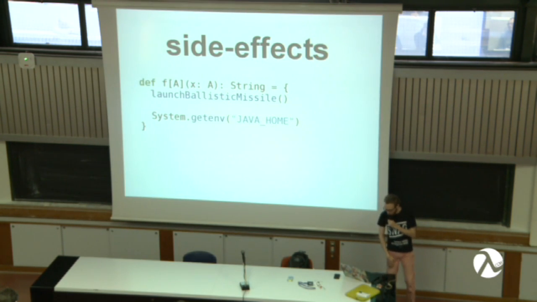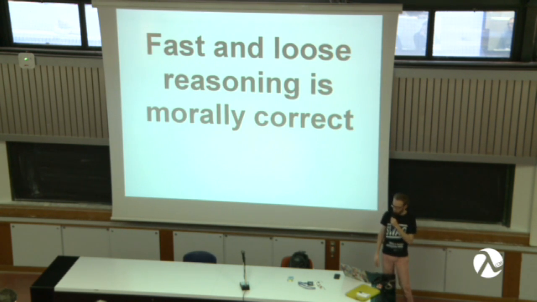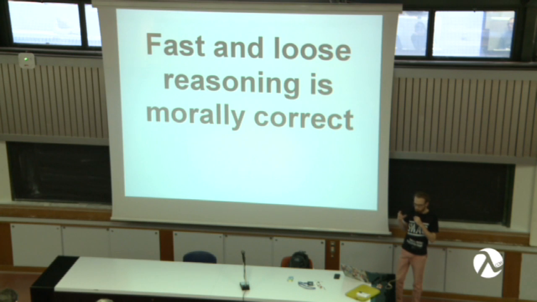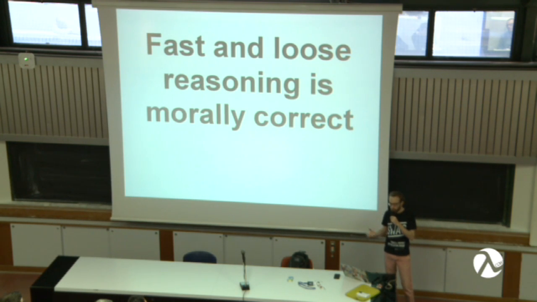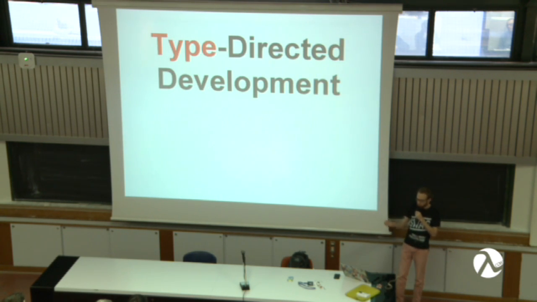Let's go back to our simple function. If we take a value from the environment or we launch ballistic missiles, then we break parametricity. And hopefully, there is a paper called Fast and Loose Reasoning is Morally Correct, which shows that even though your language allows you to do these stupid things, if you and your team refrain from using them, then it's almost the same as if you've been working in a safe language. So by using a little discipline within your team, you can get these benefits, even though your language is not enforcing it. Which brings us to type-directed development.